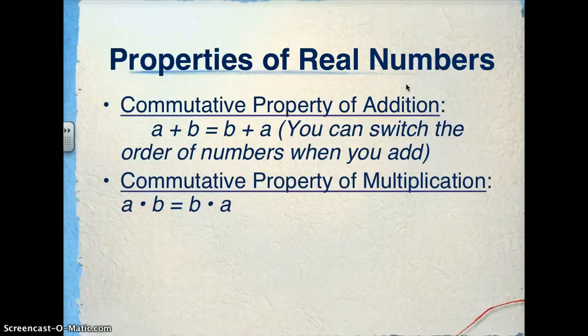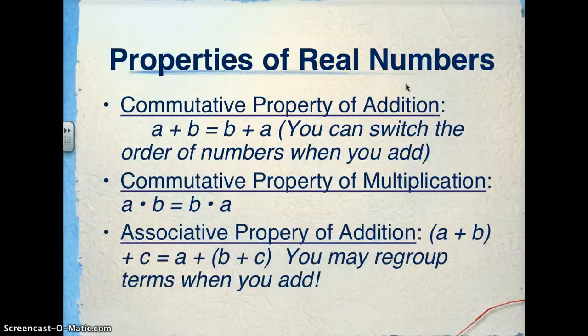Okay. The commutative property of multiplication is the same thing. That just says a times b equals b times a. You're allowed to switch the order when you multiply, and you get the same answer. You're going to notice we don't have a commutative property for subtraction or division, because that's not true. Like 5 divided by 10 and 10 divided by 5 are different answers. So we don't have a property like that. But the commutative property works for adding and multiplying.